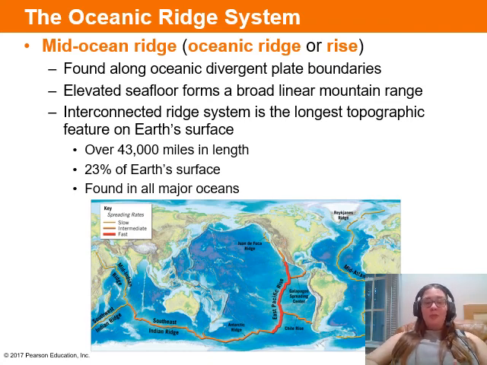And these mid-ocean ridges might not seem important, but it's actually the longest feature in topography on our entire planet. It's covering over 40,000 miles in length. And if we can look underneath all of the water, these mid-ocean ridges cover almost a quarter of the surface of our planet.